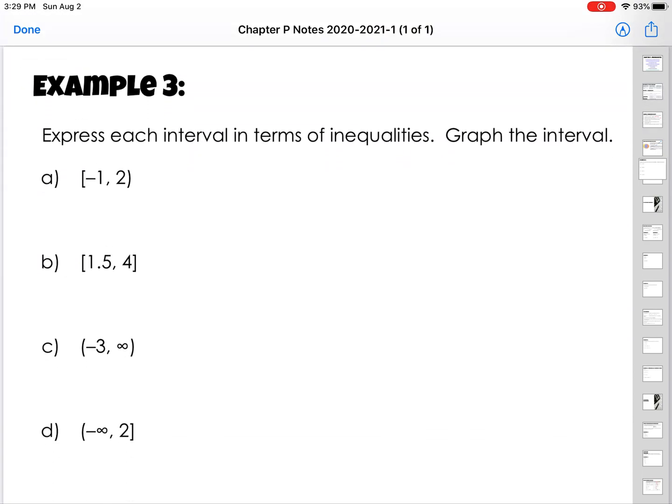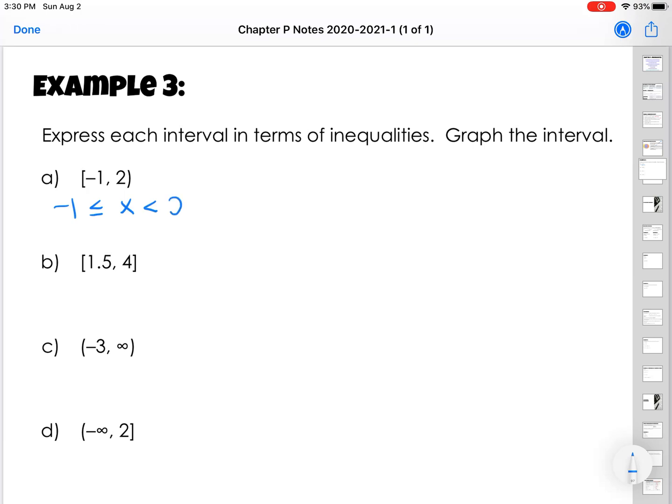To express, what we're going to do is to express each interval in terms of inequalities, and then we are going to graph that interval as well on a number line. So just as an inequality, kind of putting it back the way it would look in Algebra 1. So when we see this squared off in A, that's going to be an or equal to. When we see the curved one, that's just going to be a regular symbol. I guess we can use X. There's no reason to use anything else.